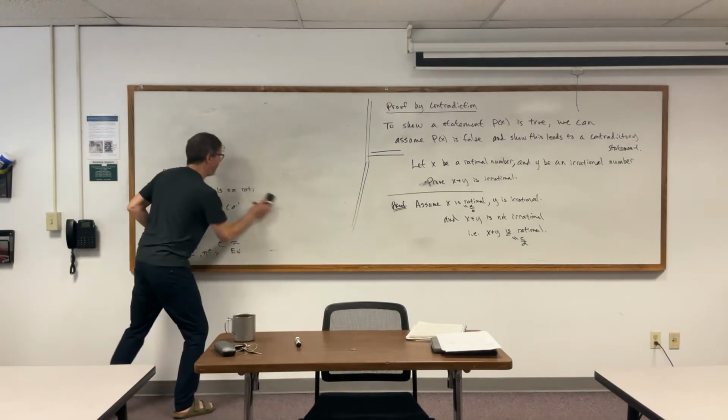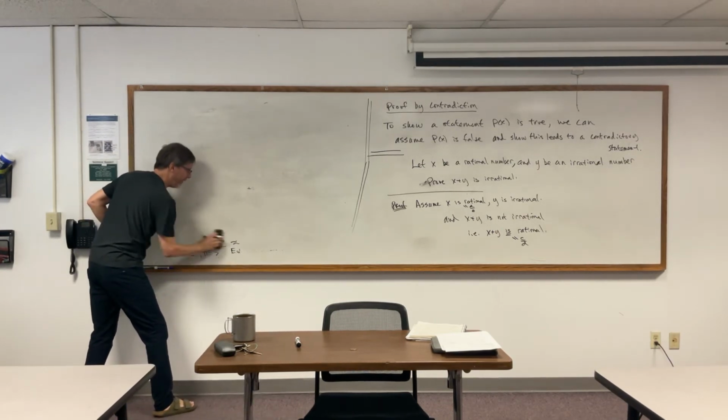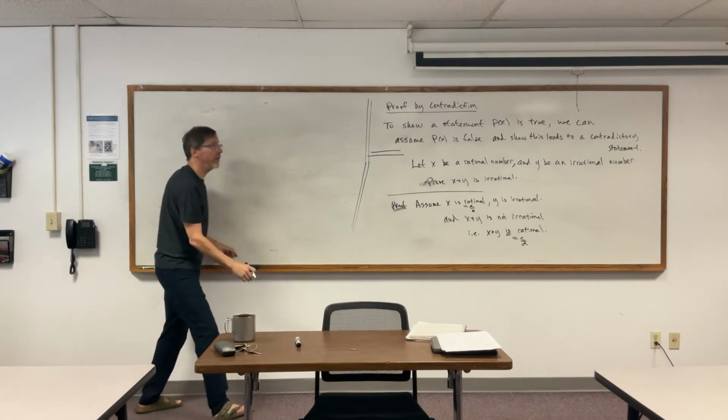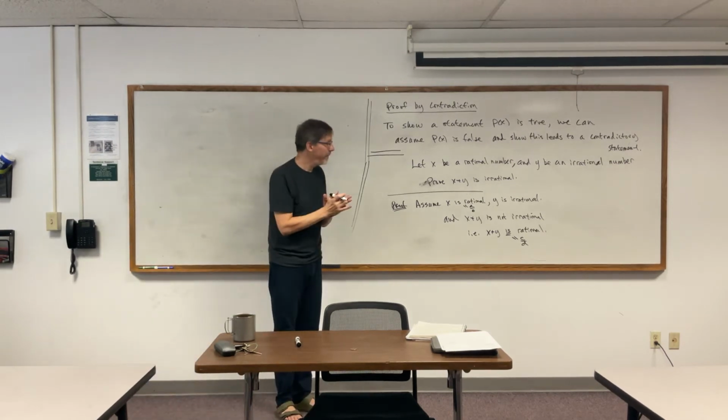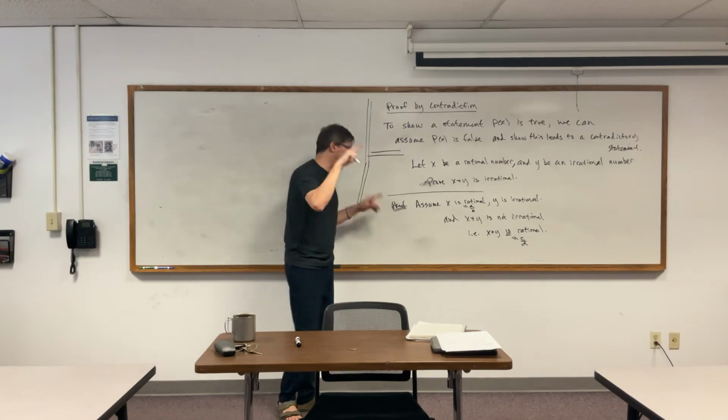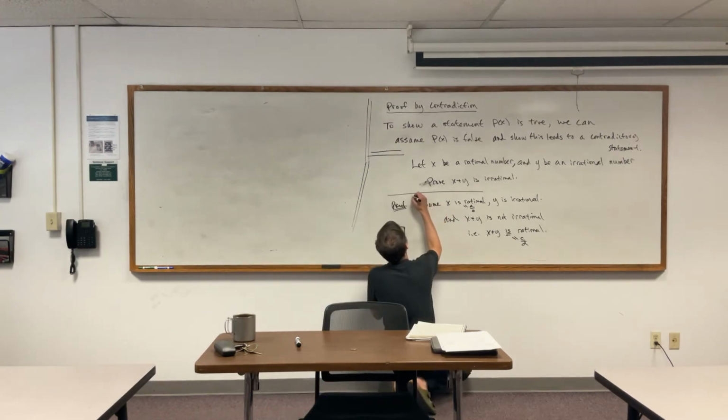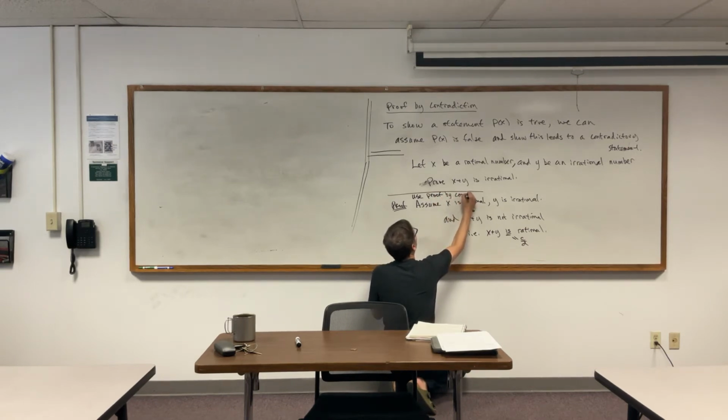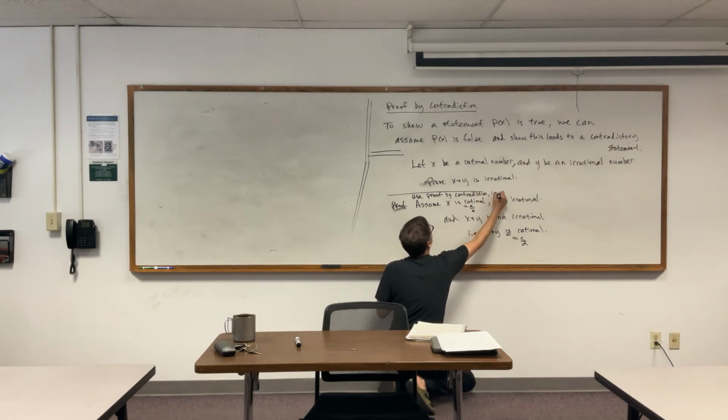All right, so we've got our assumptions. Joey asks: because one of the numbers is irrational and one is rational, the entire thing is rational? Well, I'm sorry, I should have said this: we're going to proceed by proof by contradiction.